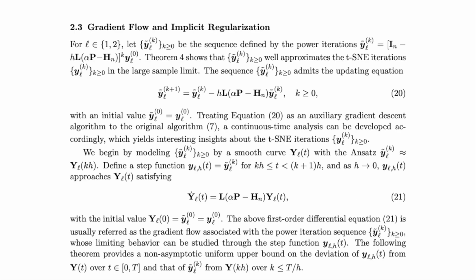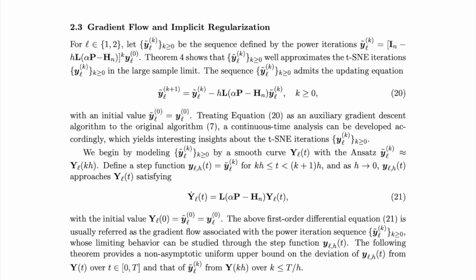2.3 Gradient flow and implicit regularization for n ∈ {1, 2}. Let {ỹ_k}, k ≥ 0, be the sequence defined by the power iterations ỹ_k = (I_n − hF(P) − hn...)ỹ_0. Theorem 4 shows that {ỹ_k}, k ≥ 0, well approximates the t-SNE iterations {y_k}, k ≥ 0, in the large sample limit.